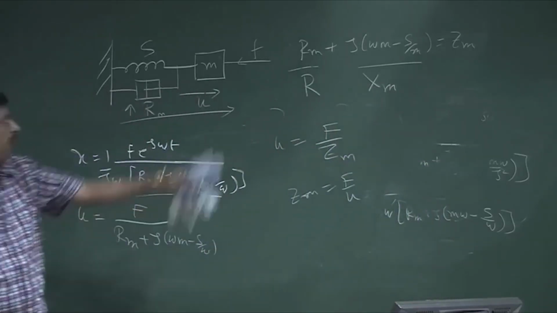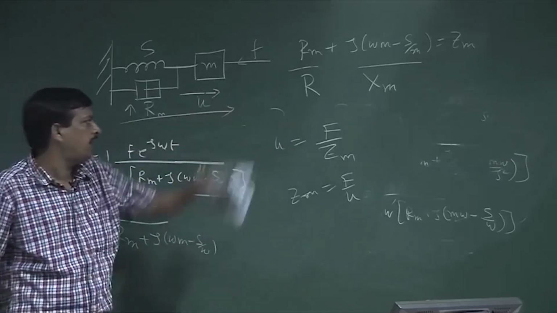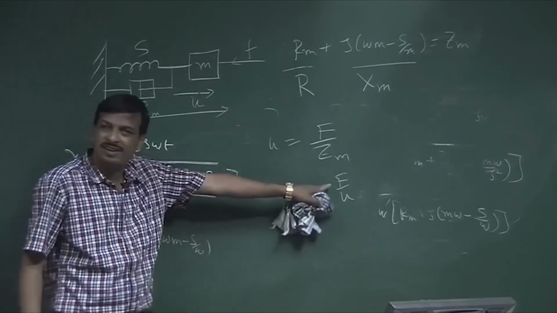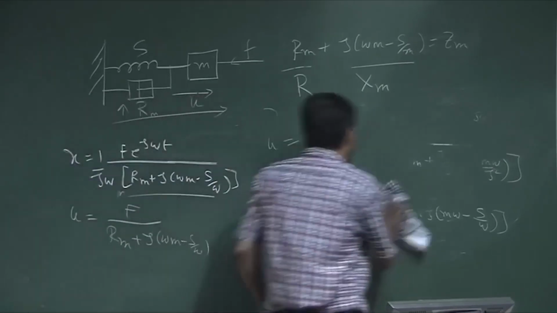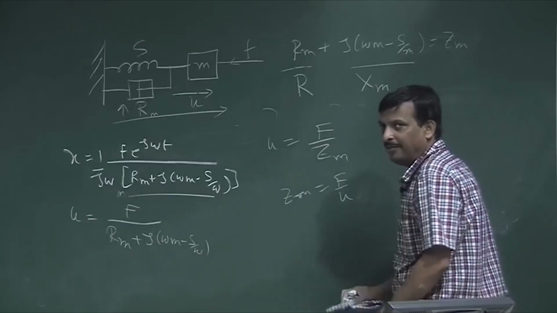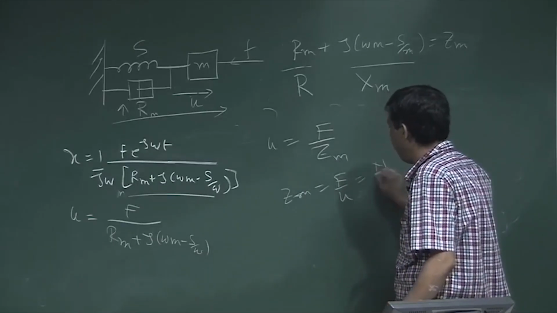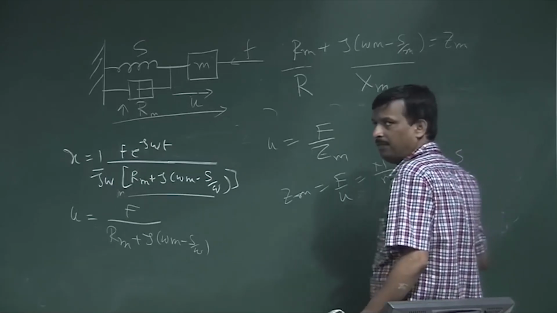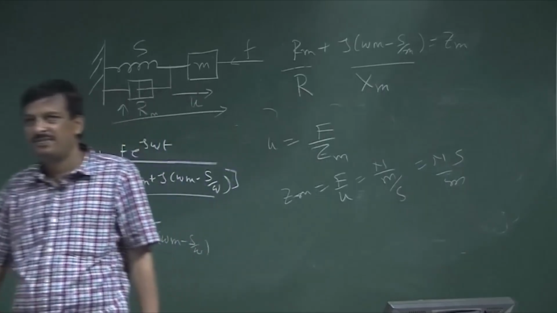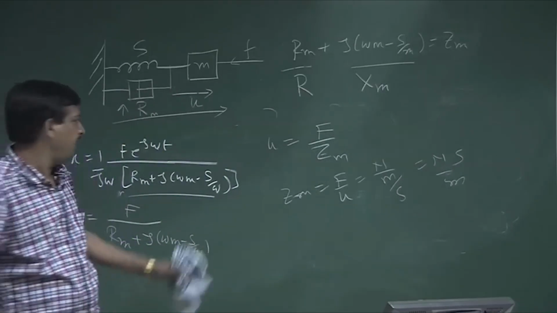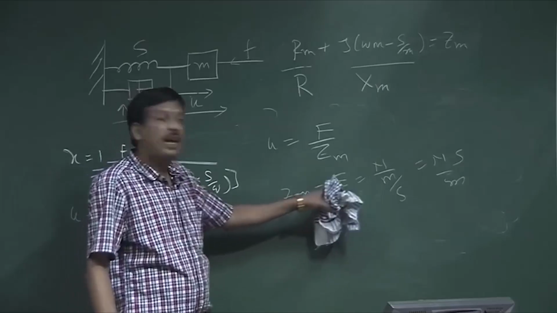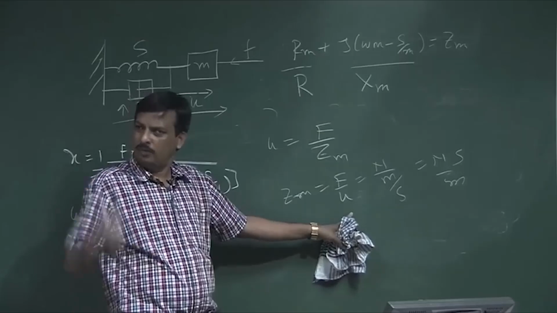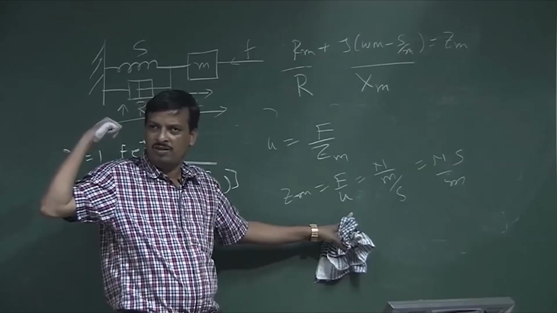So, if it is mechanical impedance, what is the unit of mechanical impedance? F by u, force by velocity. So it is Newton per meter per second, so it is Newton second per meter. So mechanical impedance is nothing but the applied force divided by the velocity or motion of that oscillator.